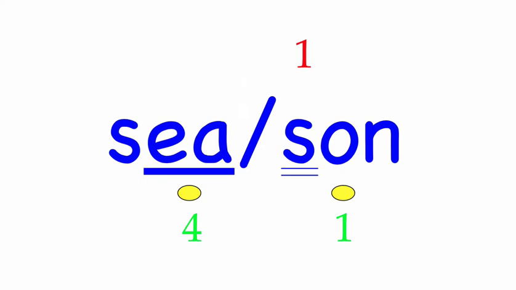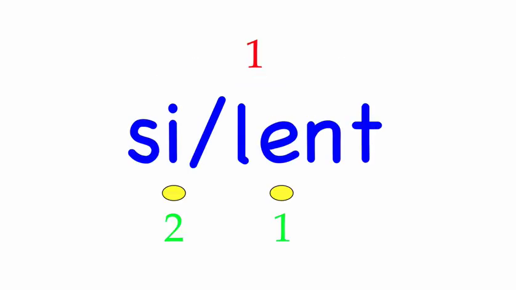Silent. We all must be silent in church. Silent. Two syllables. First syllable sigh, two sounds. S, I. Second syllable lent, four sounds. L, E, N, T. Silent. Mark the word.